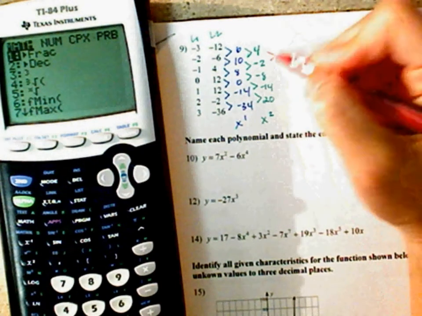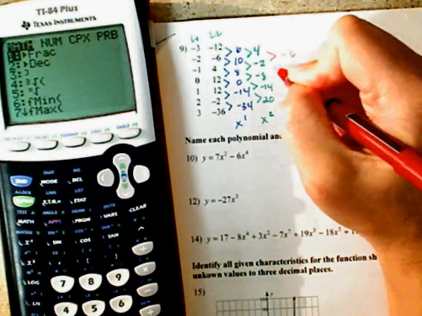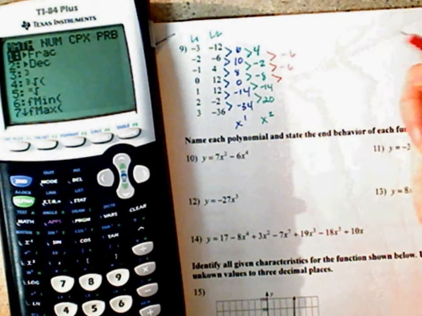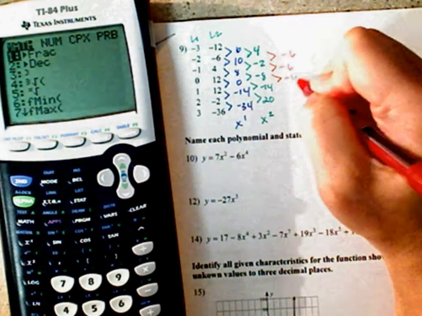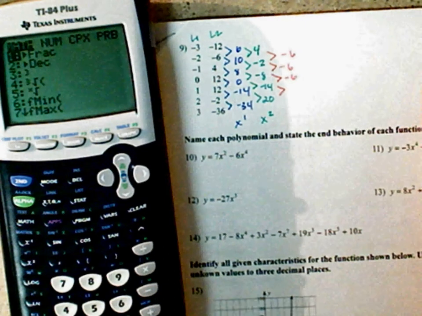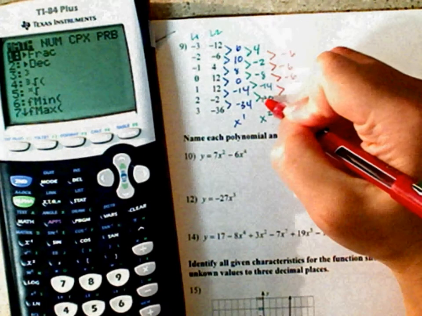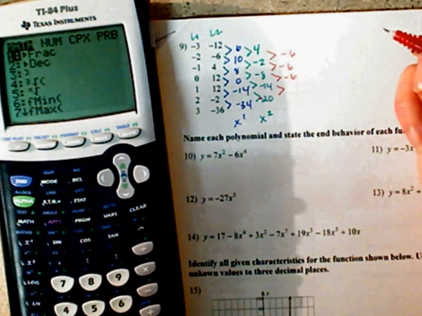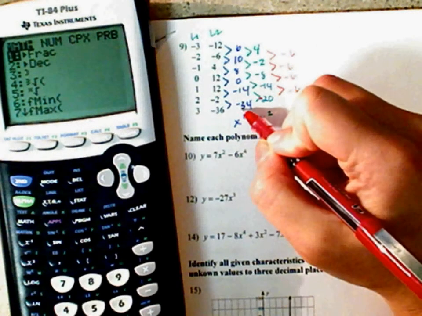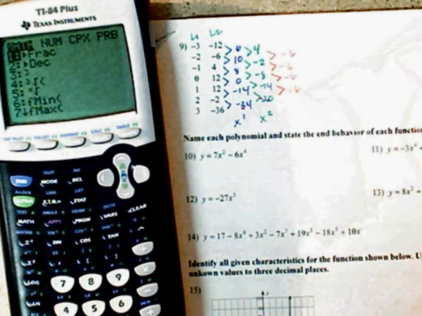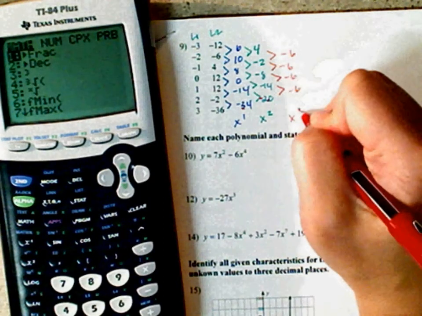Next one, negative 2 minus 4 is negative 6. Negative 8 plus 2 is negative 6. Negative 14 plus 8 is negative 6. I see a pattern emerging, until about right here. What am I missing? Oh, that should be a negative. Okay. Negative 20 plus 14 is negative 6. Did you guys see that? That's where I messed up on my math. Negative 34 plus 14 is negative 20. So this now is a cubic.